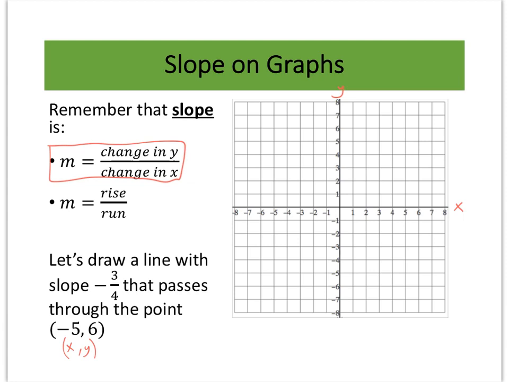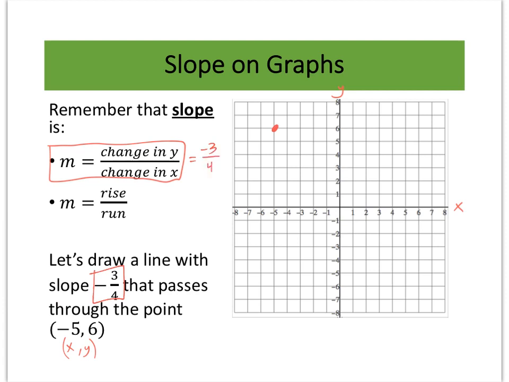Oh, started at the wrong spot. Negative 5, 6. And my change in y over change in x is negative 3 over 4. So my change in y is negative 3. My change in x is 4.